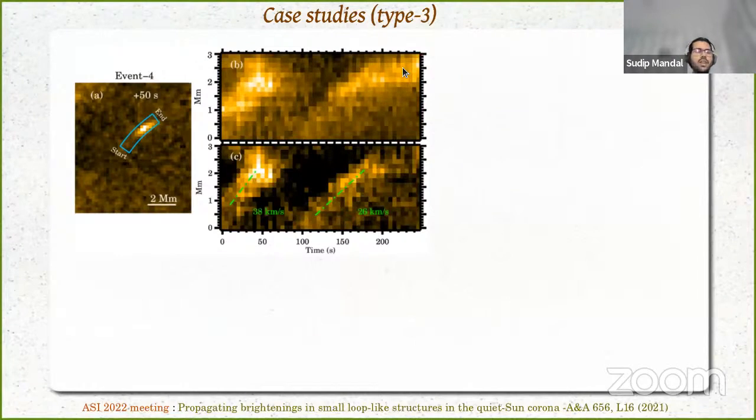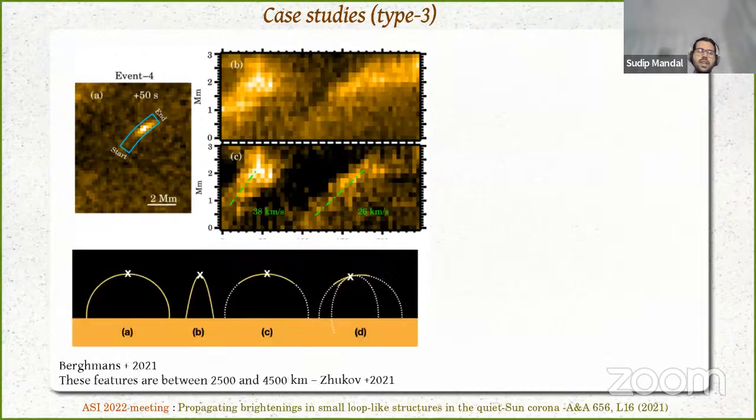Now, whether this is a real effect or a geometrical, line of sight effect, that cannot be established by this analysis. But the initial paper by Vaibhav et al. does propose that these brightenings are actually happening in loops. The loops can have different shapes. These authors have outlined 4 cases where it can happen.